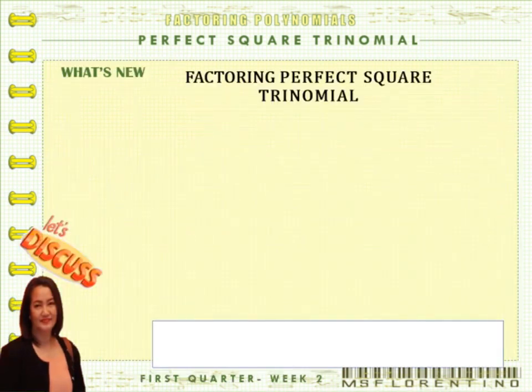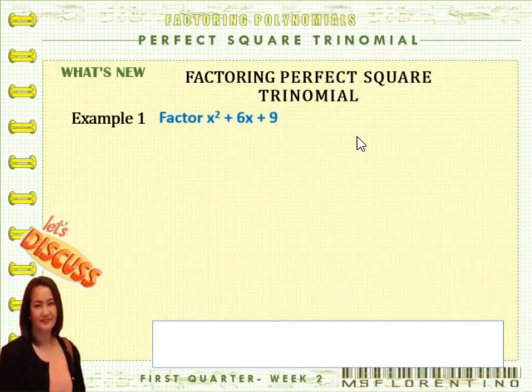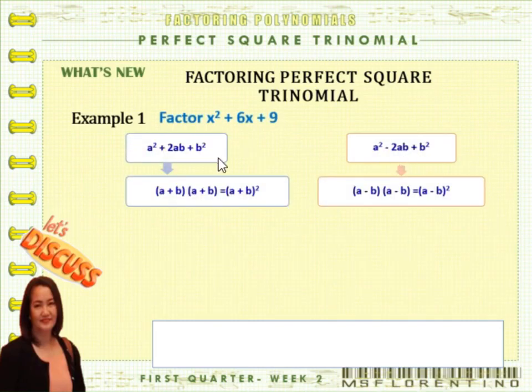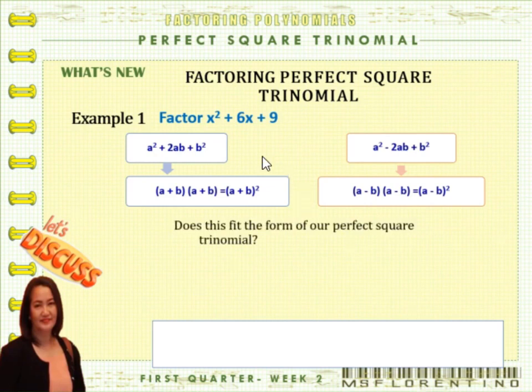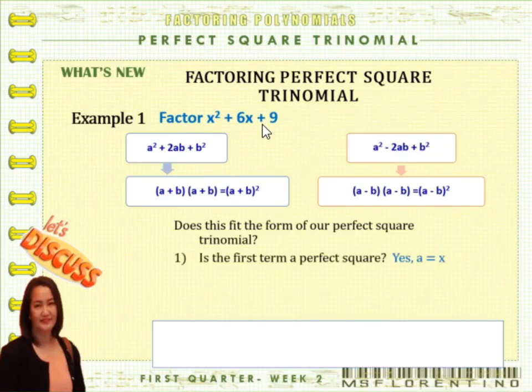Let's now try factoring PST, or perfect square trinomial. Factor x squared plus 6x plus 9. Which of these patterns should we use? A squared plus 2ab plus b squared, or a squared minus 2ab plus b squared? Before we decide, we answer the question: does this fit the form of a perfect square trinomial? So, we analyze whether the polynomial is a PST by answering these questions.